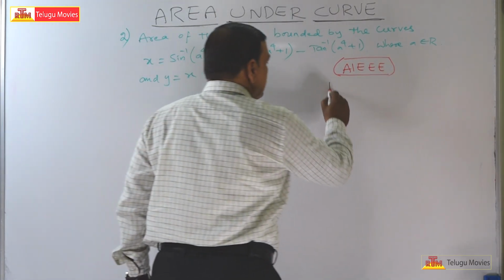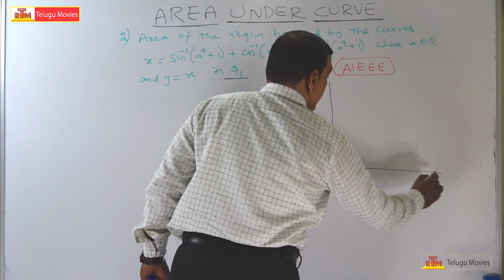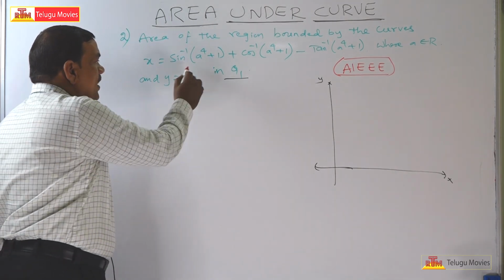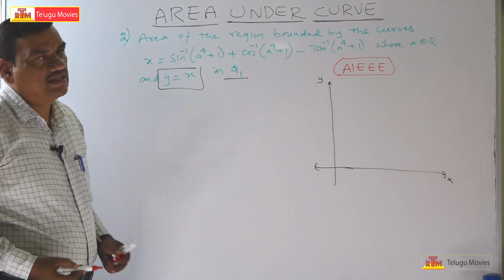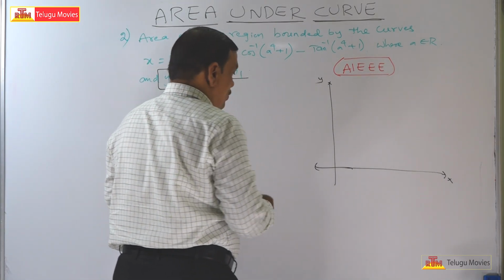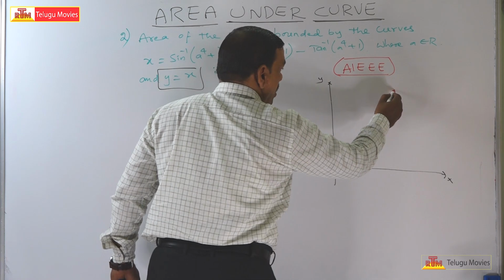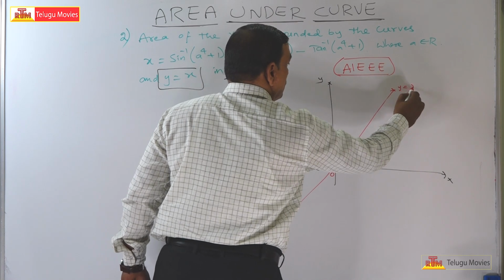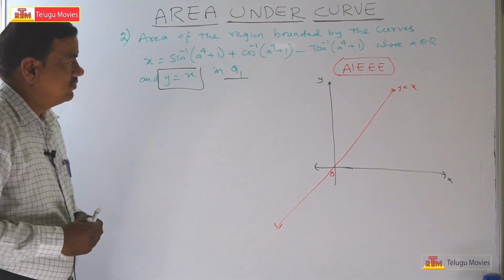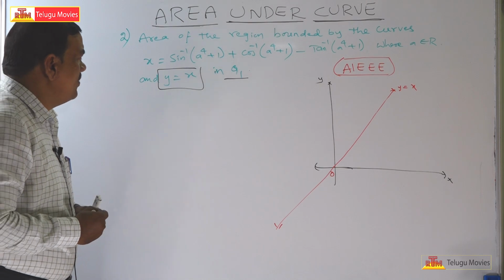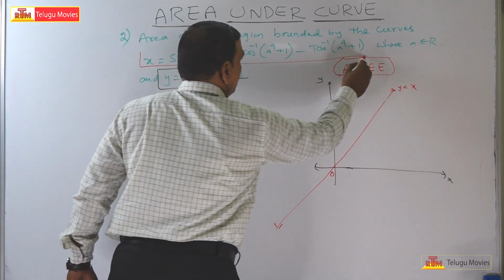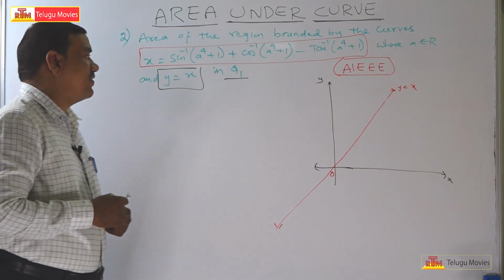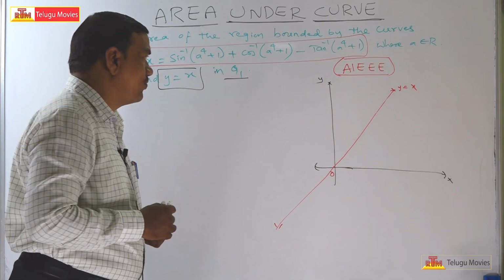Now, by seeing this problem, first quadrant means the x-axis and y-axis. First, this curve I can draw easily: y = x, anybody can draw that line. So y = x is a line passing through the origin and lies entirely in the first and third quadrants. Then what about the other curve, x = sin⁻¹(a⁴+1) + cos⁻¹(a⁴+1) − tan⁻¹(a⁴+1)?